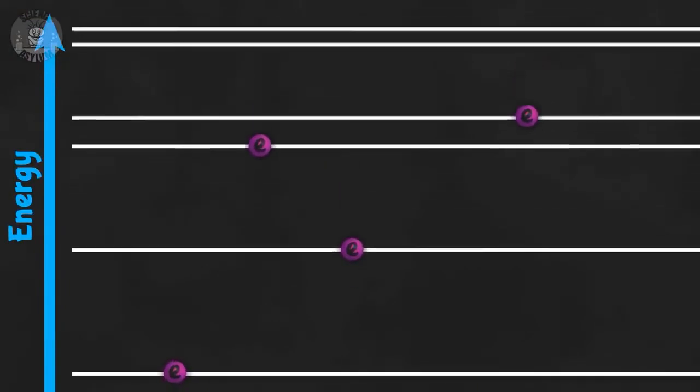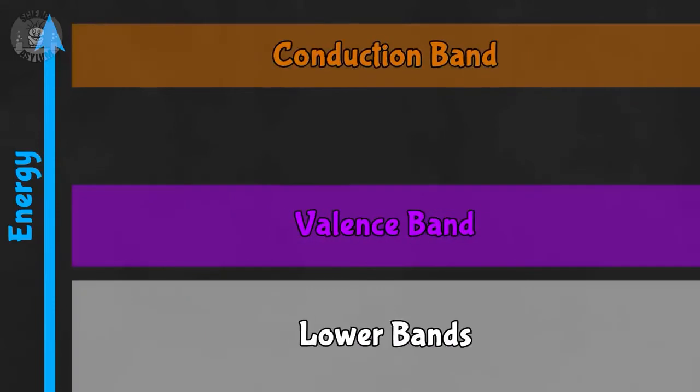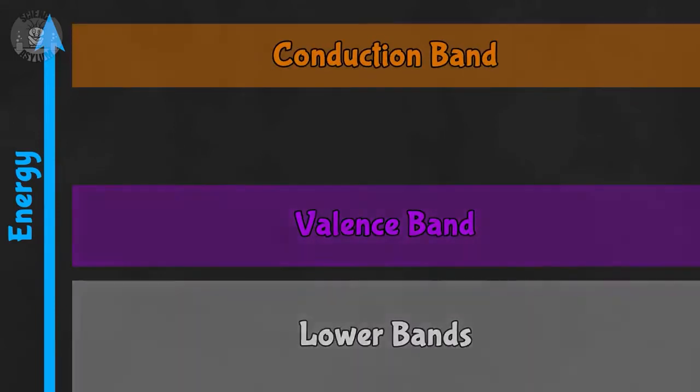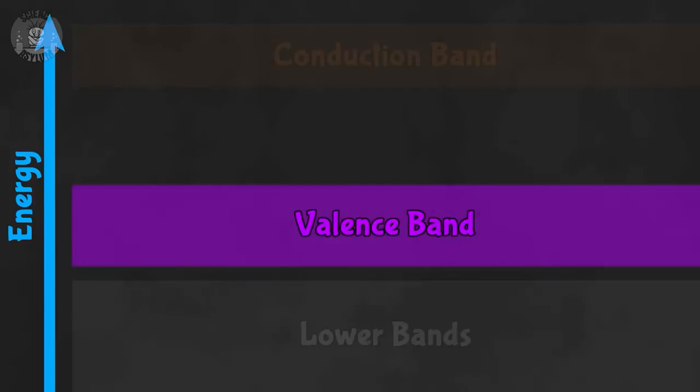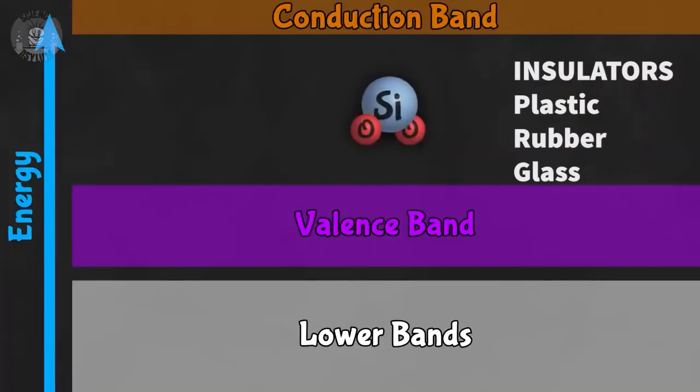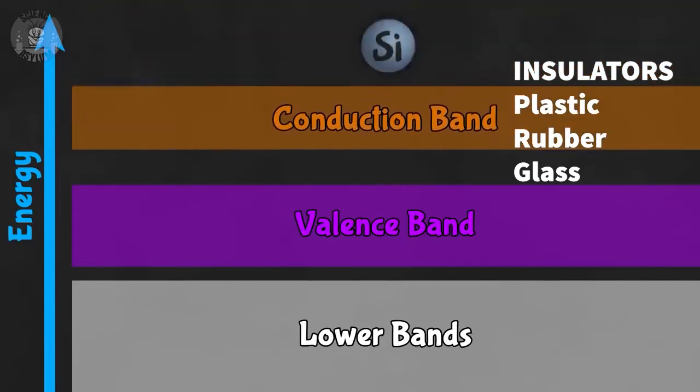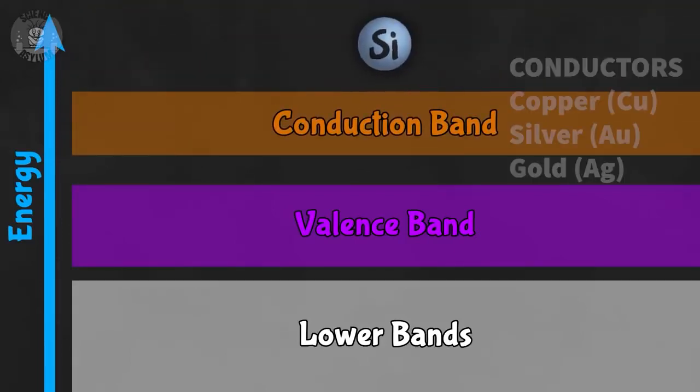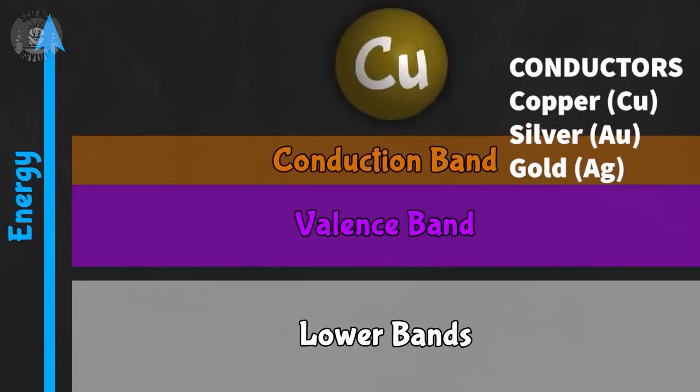But when atoms are together in materials, those levels are separated into bands: a conduction band and a valence band. What separates conductors from insulators is how much energy it takes for an electron to jump from the valence band to the conduction band. For insulators like glass, the gap is really big. In semiconductors like silicon, the gap is small. In conductors like copper, there is no gap.